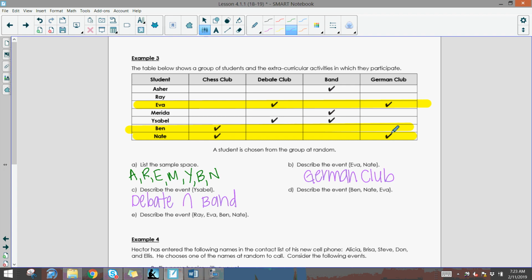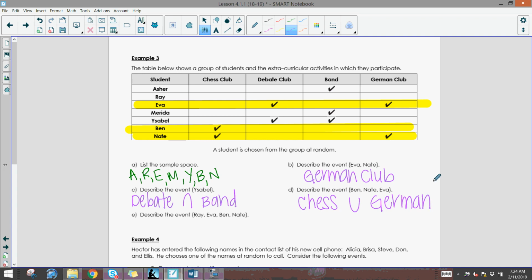So if you look, you guys, these are the only ones that are in chess club, even though Eva's not, or German club. So if you use the word or, then you're covered. If you use the word and, it wouldn't work because Eva would be out or Ben would be out. But if you say, oh okay, cool, these are the only ones that are in chess club or German club, then you're good.